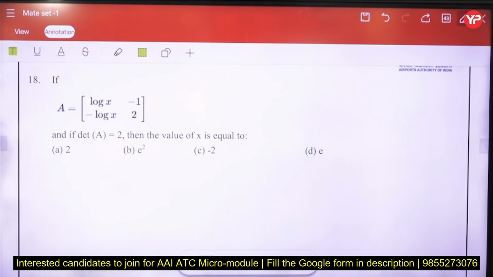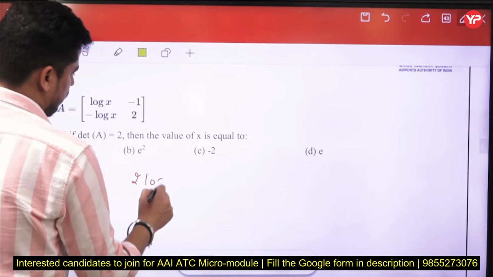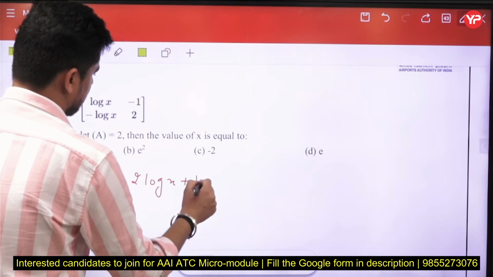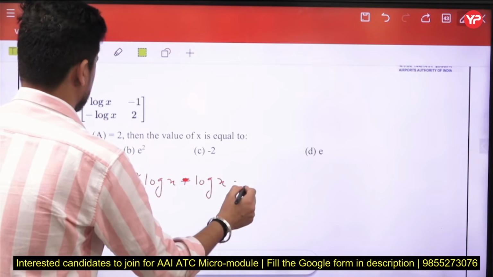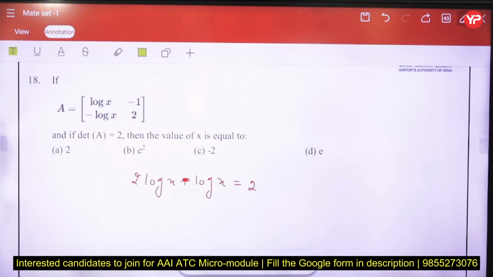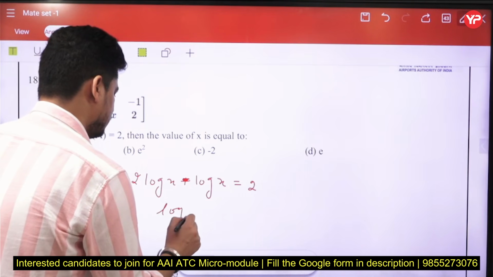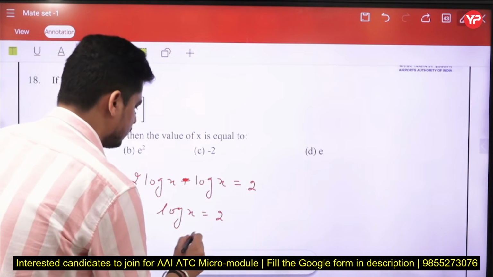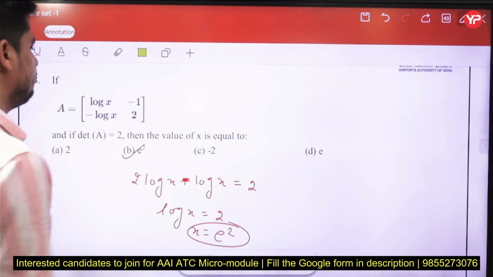If log of x and this determinant of A is equal to 2, then the value of this. So first you have to calculate, that will be 2 log of x, minus, plus, minus, it is minus, minus plus minus, x is equal to what? 2. It is given to you. So we can combine together, that becomes log of x is equal to 2. So x is going to be e raised to the power 2. So the answer will be P here.